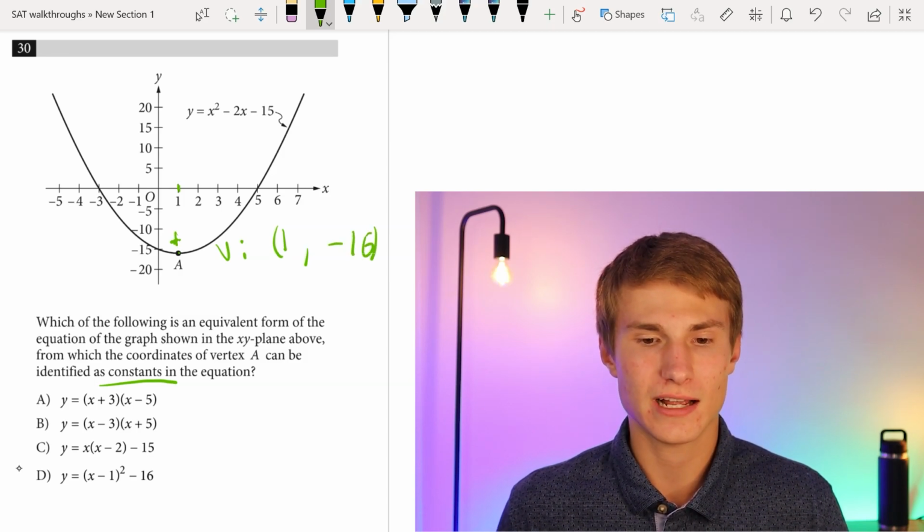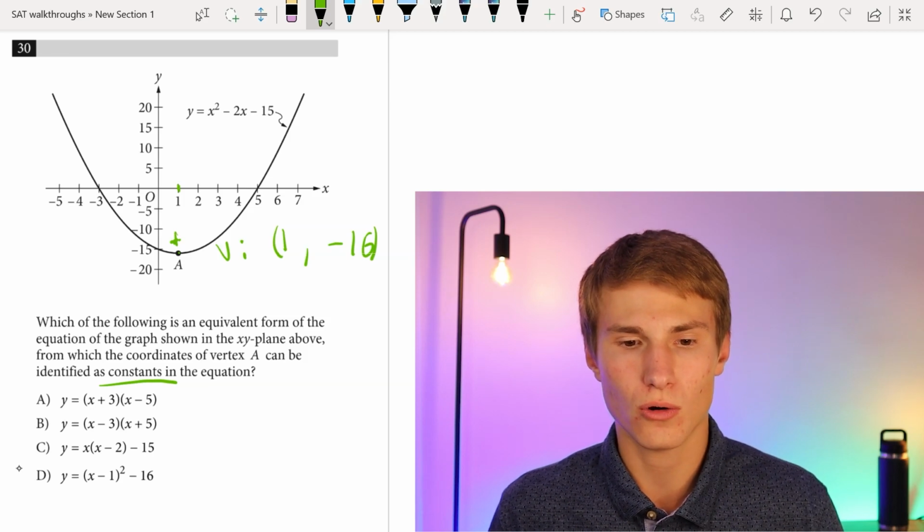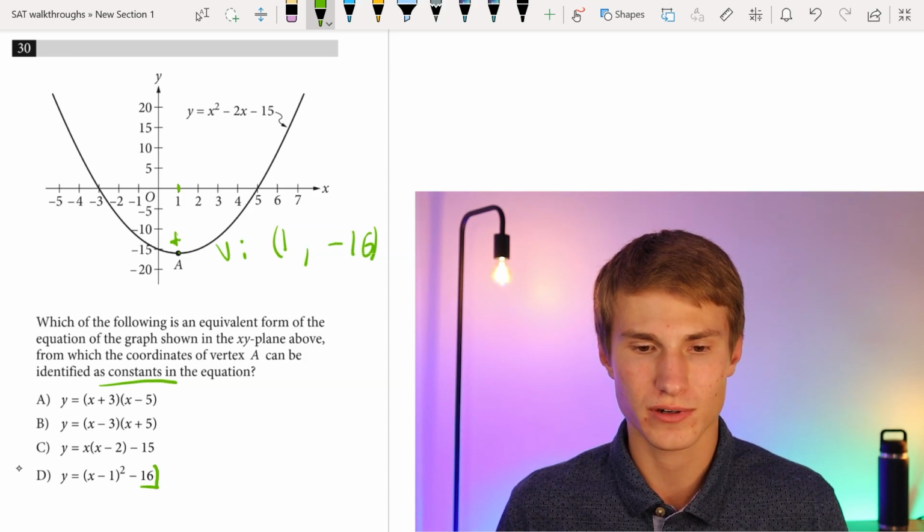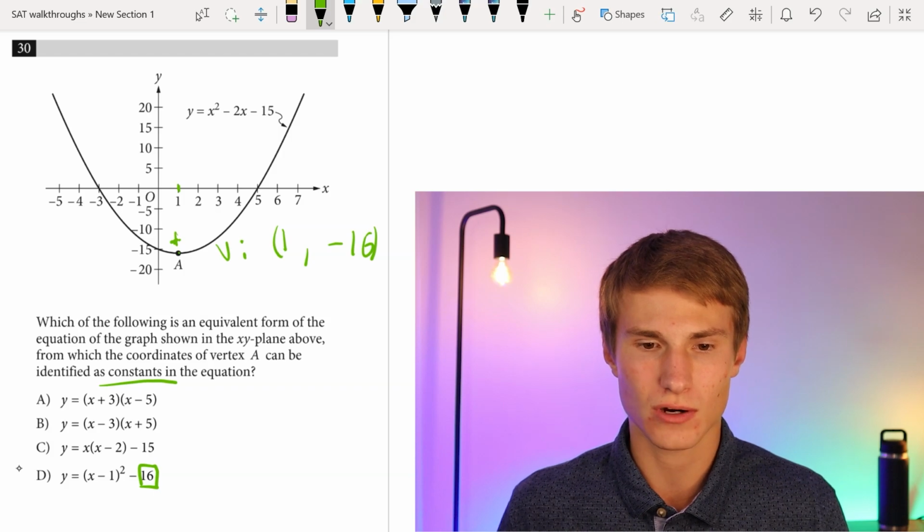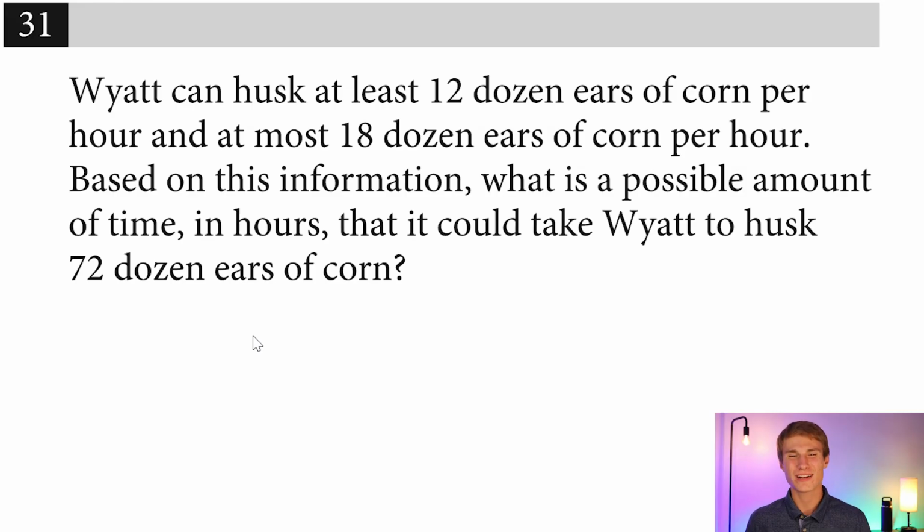So from here, we just got to identify those as constants in our equation. We see the only answer choice where we have our 16 as well as our 1 is going to be answer choice D. Okay, so answer choice D has to be our correct answer. All right, moving on to question 31.